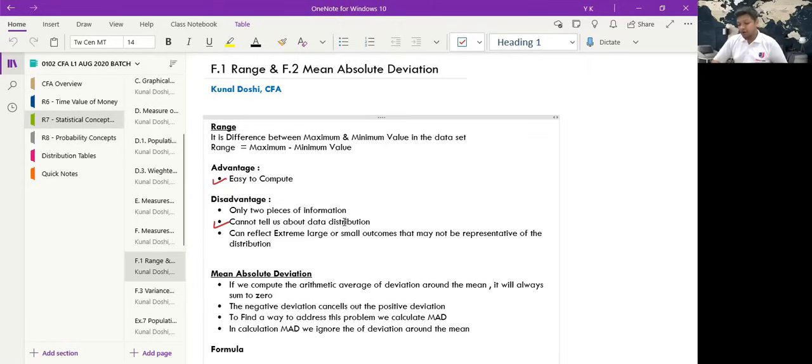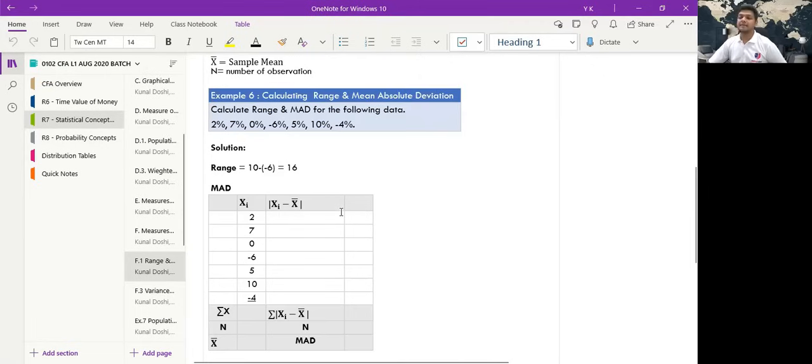And therefore, we also look at other forms of measurement. The other form of measurement is called mean absolute deviation. So first is range. The second is mean absolute deviation. Now, before I explain mean absolute deviation, let us see this particular example. Here you are given: calculate range and MAD. MAD is mean absolute deviation.